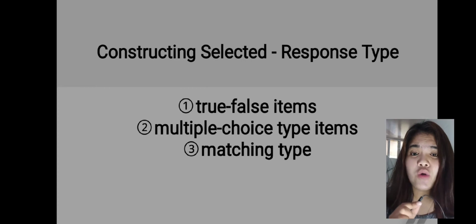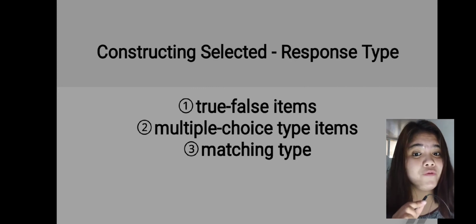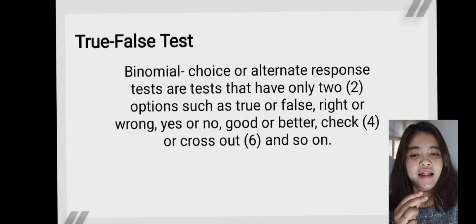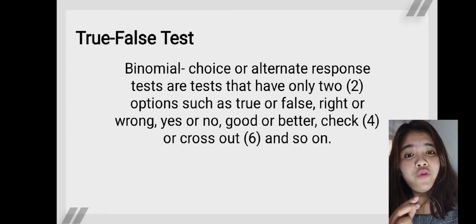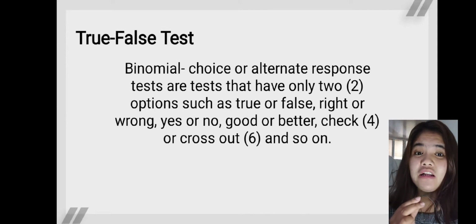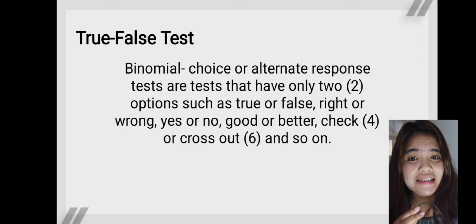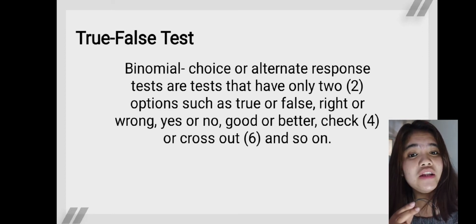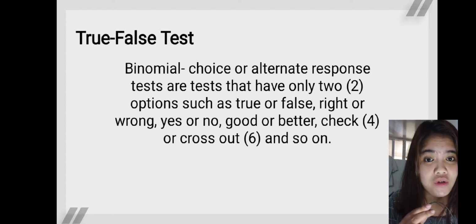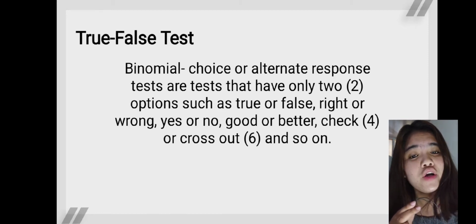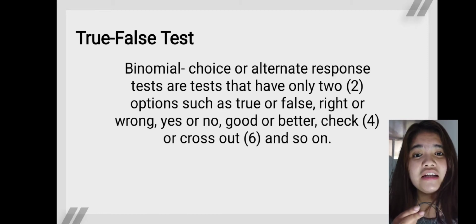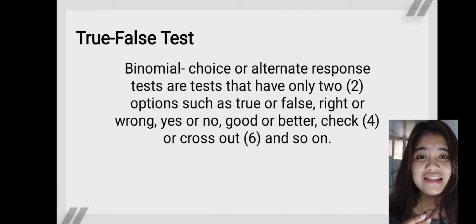Selected response or constructed response types. Selected response type includes true-false items, multiple-choice type items, and matching type. Let's talk first about the true-false test. Binomial choice or alternate response tests are tests that have only two options such as true or false, right or wrong, yes or no, good or better, and check 4 or cross out 6, and so on.